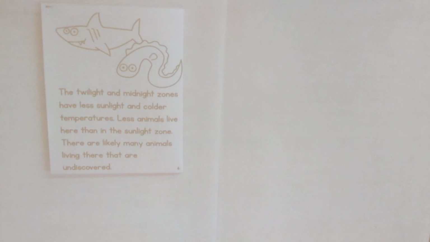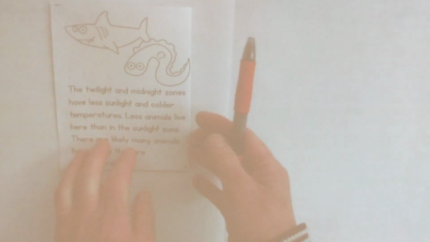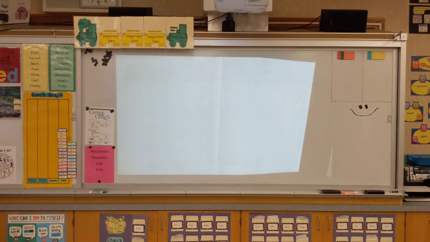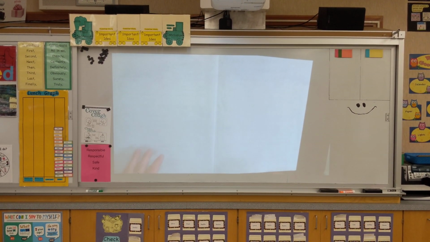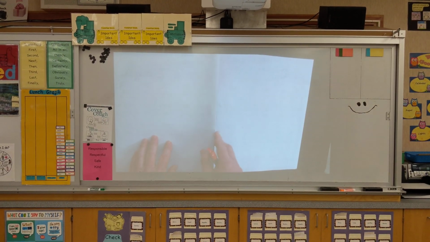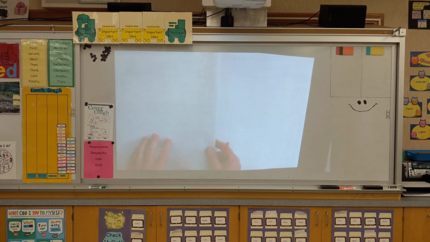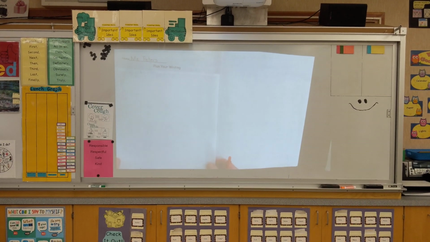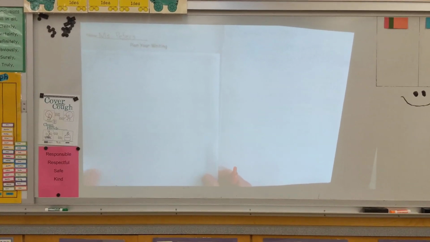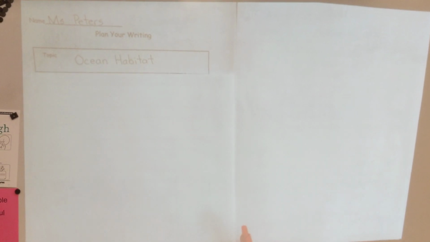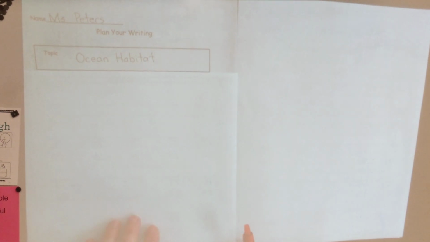is take some of the information we learned about in this book and turn it into a paragraph of our own. Now, you know, when we do writing, we always like to think about what we're going to say before we ever write. We're going to write what's called an outline or a plan. So this says, plan your writing, and of course, I wrote my name on my paper.